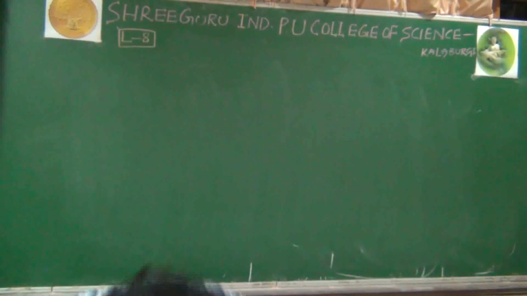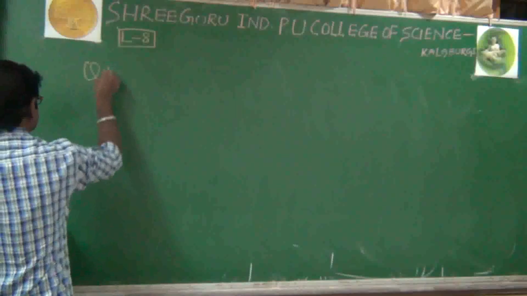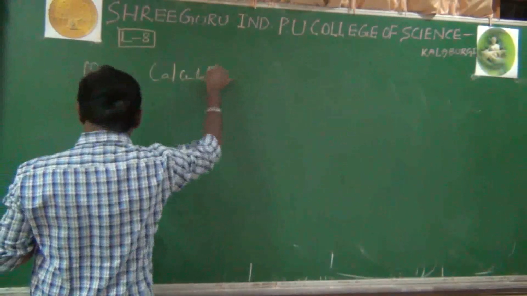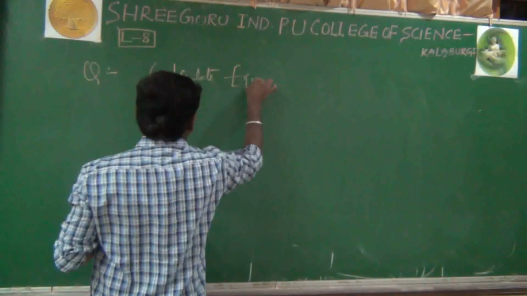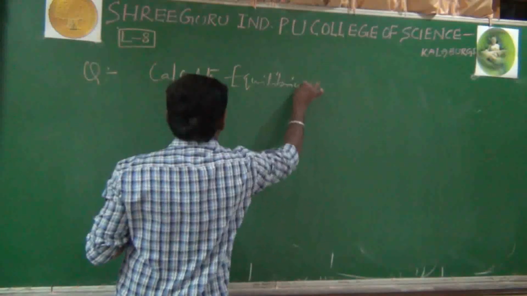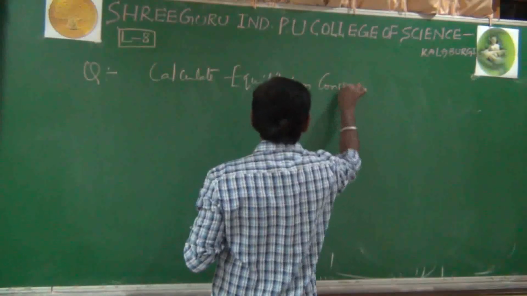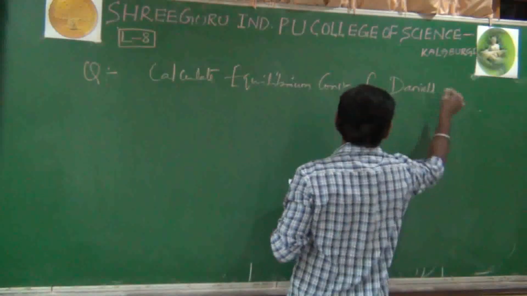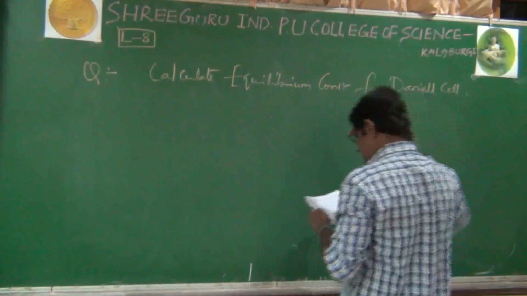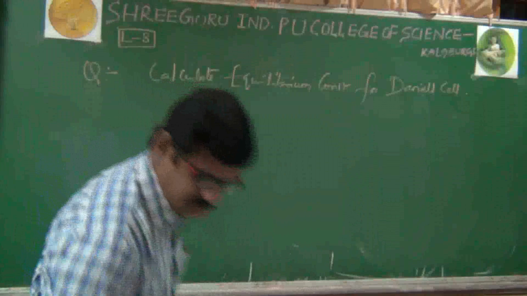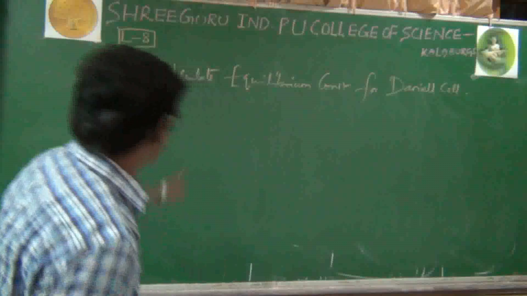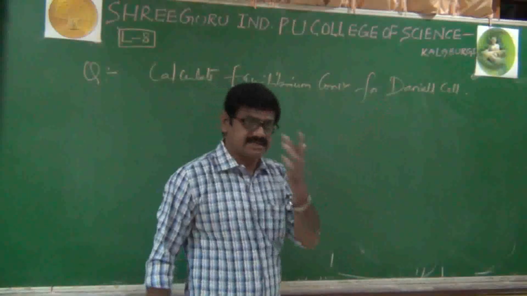Right. We'll see one question. Calculate the equilibrium constant for a Daniell cell. That's all. That is the question. Now we have to see its solution part. It is asking to calculate the equilibrium constant for a Daniell cell.